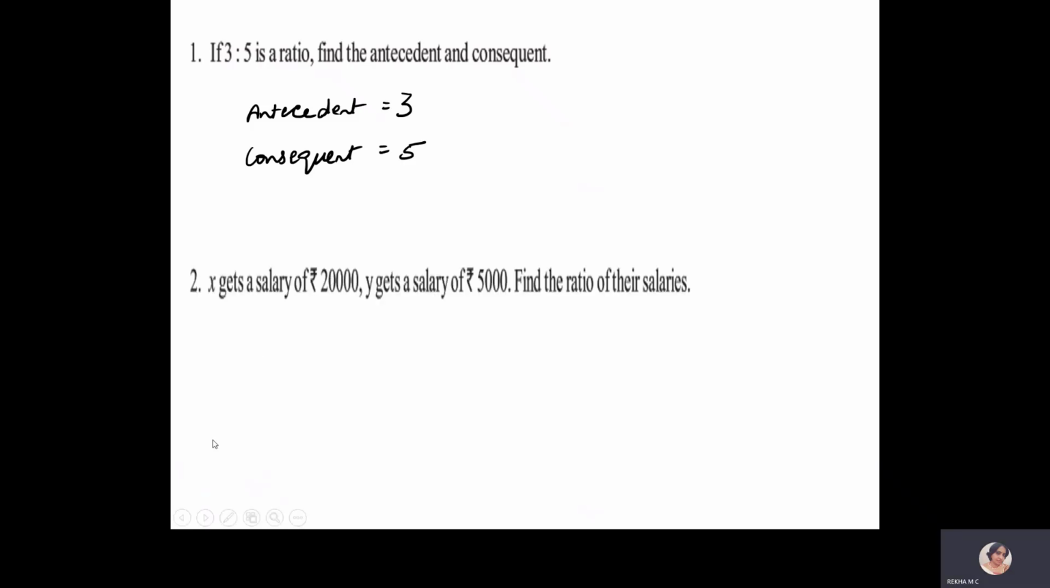Second, X gets a salary of rupees 20,000, Y gets a salary of rupees 5,000. Find the ratio of their salaries. Solution is 20,000 is to 5,000. So that is 4 is to 1. So 5,000 into 1, 5,000 into 4. So 4 is to 1 is the ratio.